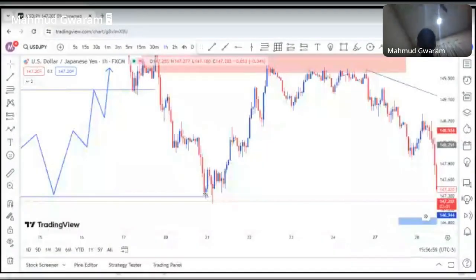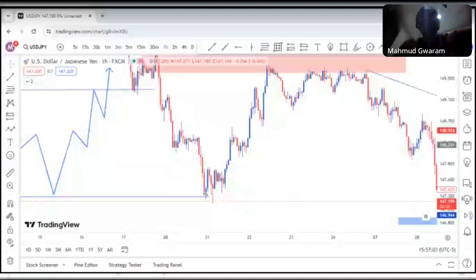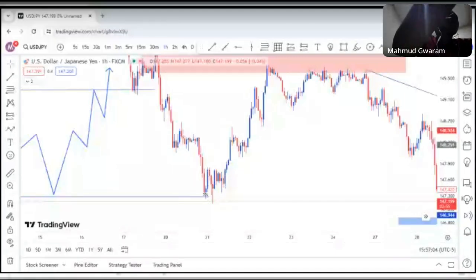I assume there is no question. I assume everyone has understood. It is making an impulsive move, retracing, impulsive, retracing. No, that's just a name of something we'll be treating tomorrow.